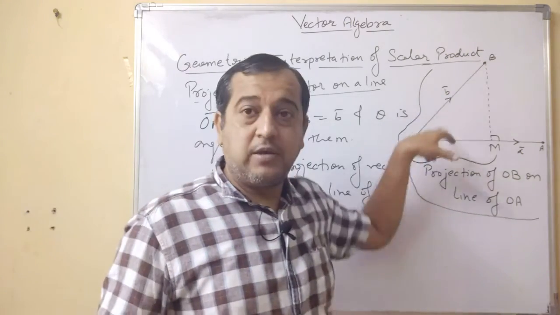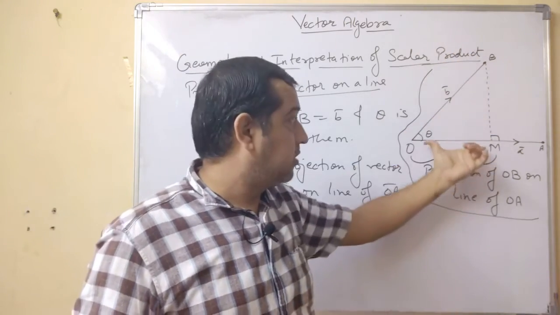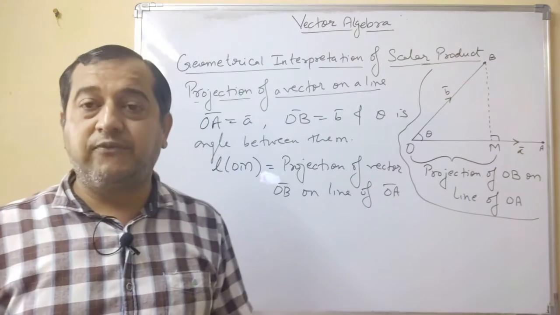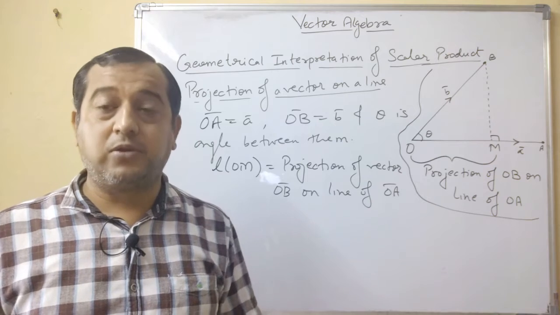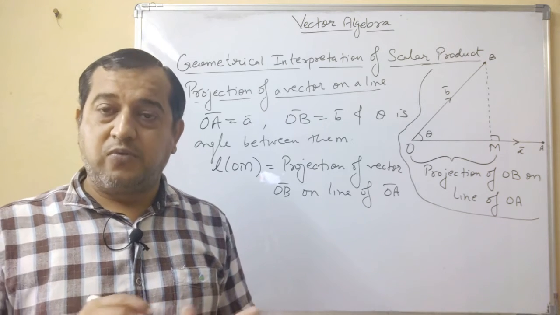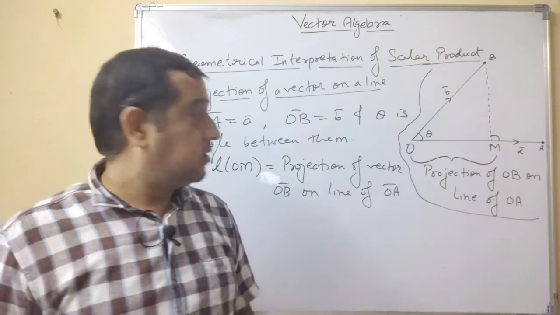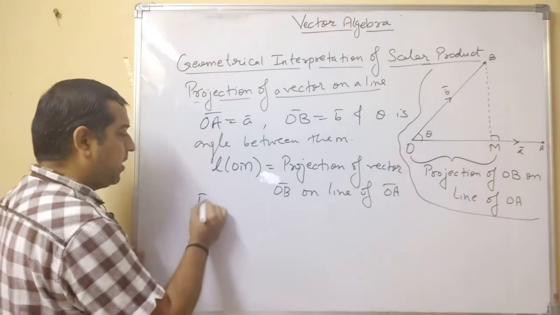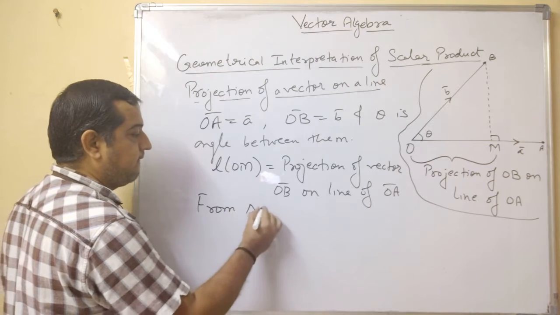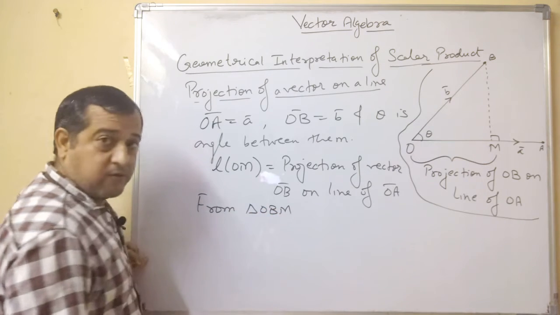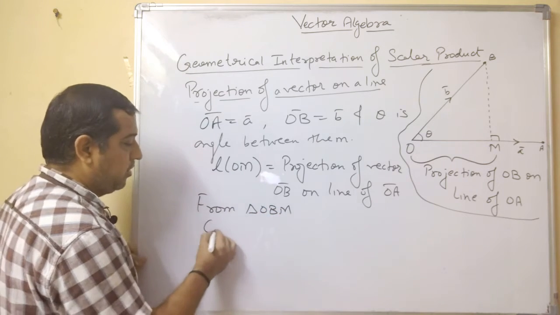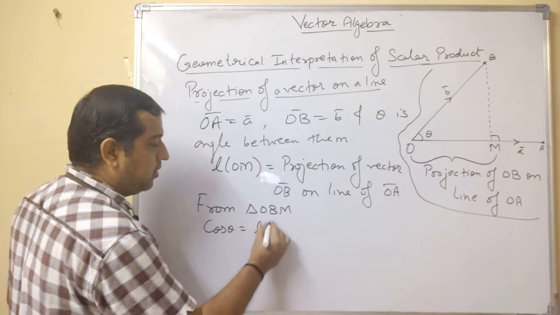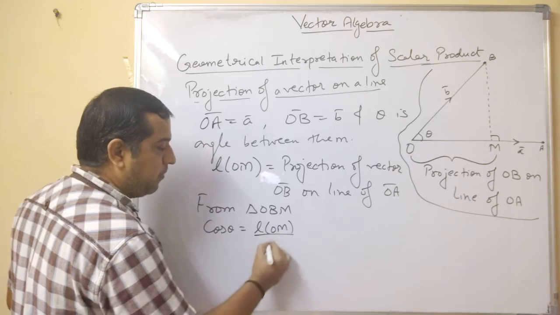ये जो वेक्टर OB है इसका प्रोजेक्शन आएगा ये. Okay, this length, that is the projection. इस प्रोजेक्शन की वैल्यू फाइंड करने के लिए स्केलर प्रोडक्ट का यूज किया जाता है. To find the value of this projection, the concept of scalar product is used. Now see, from triangle OBM, okay, if we take cos theta, then this cos theta will be length OM upon length OB.